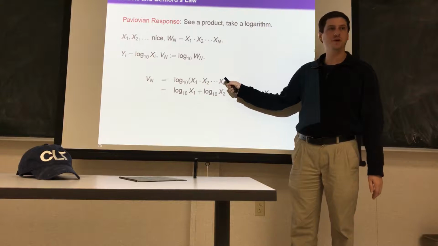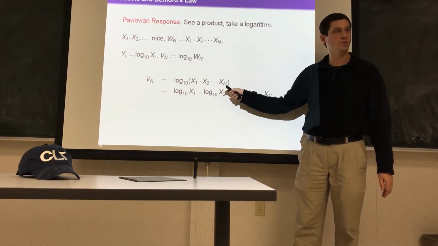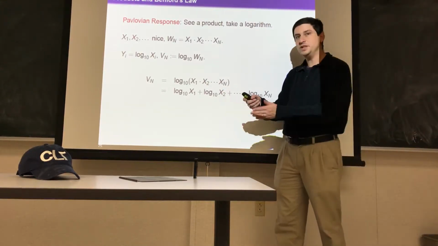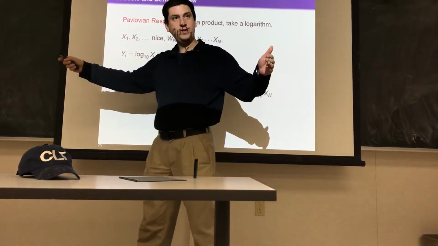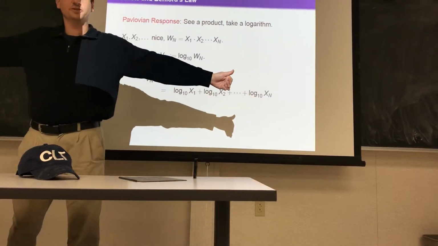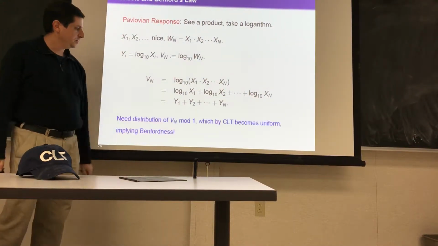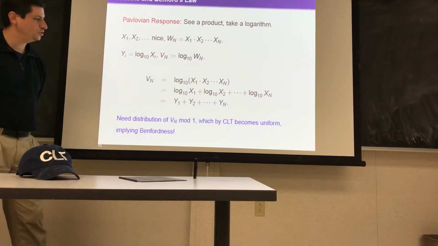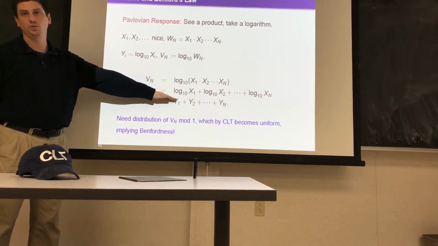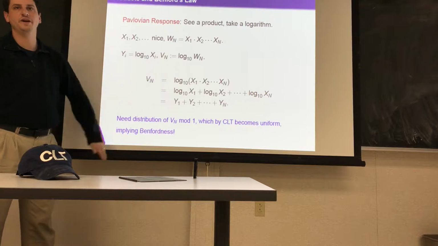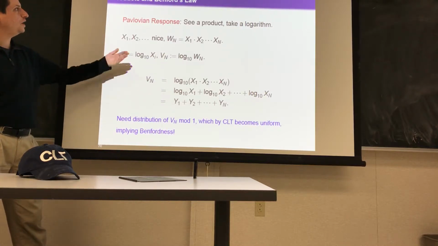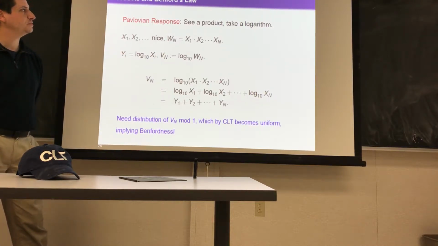Well, to see if something is Benford, we take its logarithm and we look mod 1. So we have something that's converging to normal with variance getting larger and larger and larger. And so this is converging to a uniform when we look at it mod 1, and that's why we have Benford. So this is at least one reason why so many places are Benford.